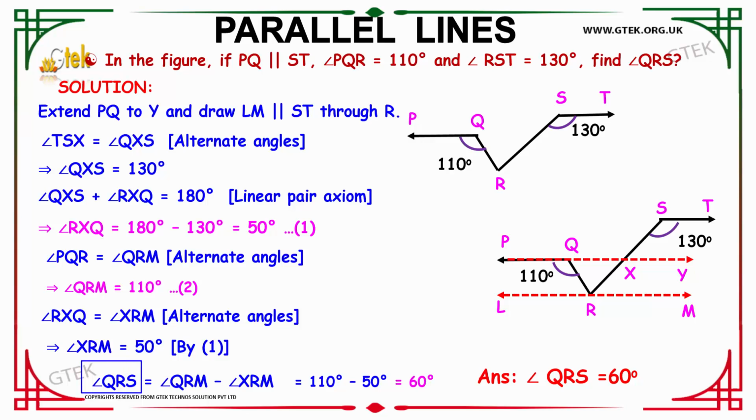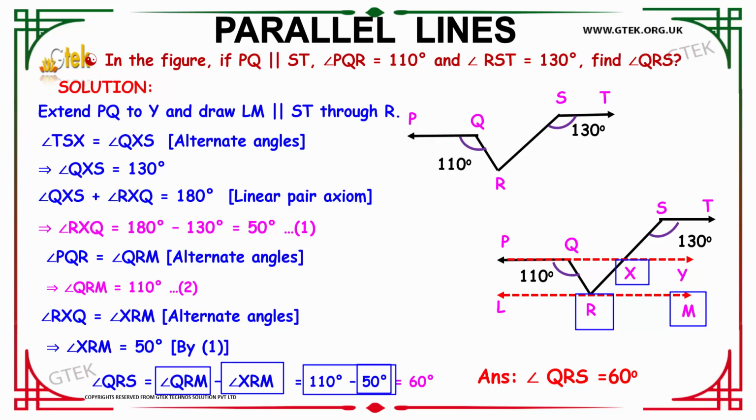Now in order to find angle QRS, we can find it by angle QRM minus angle XRM. Since we know the value of angle QRM is 110 degrees, minus 50 degrees, which is the value of XRM, we got the answer for angle QRS, which is 60 degrees.